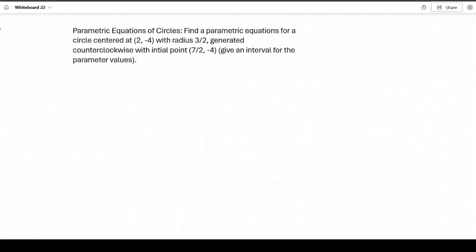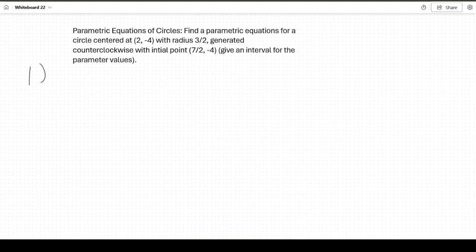It says parametric equations of circles. Find the parametric equations for a circle centered at (2, -4), with radius 3 over 2, generated counterclockwise with initial point (7 over 2, -4), and give an interval for the parameter values. So this might seem like a lot, guys, but it's not. Let's start off with the first step right off the bat.